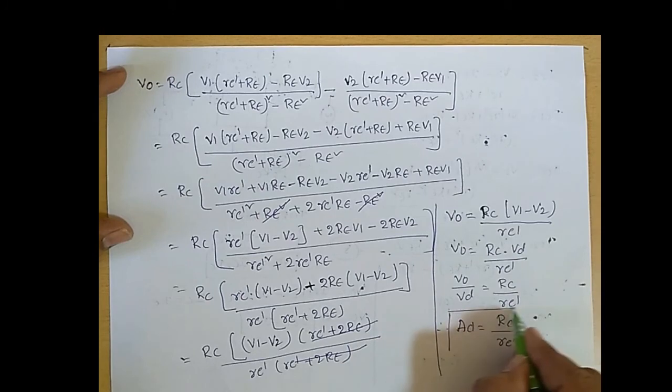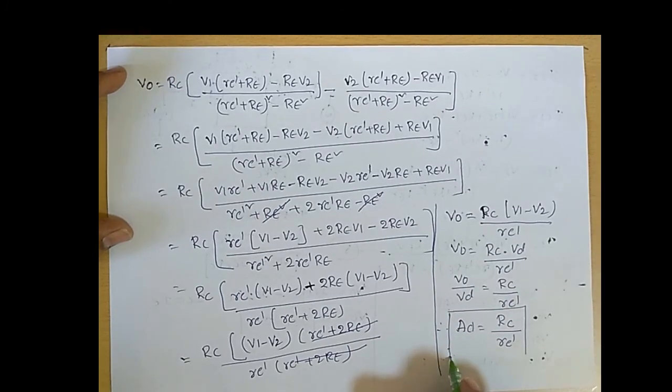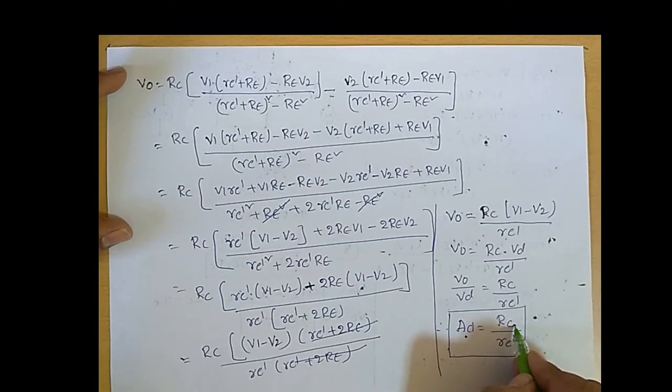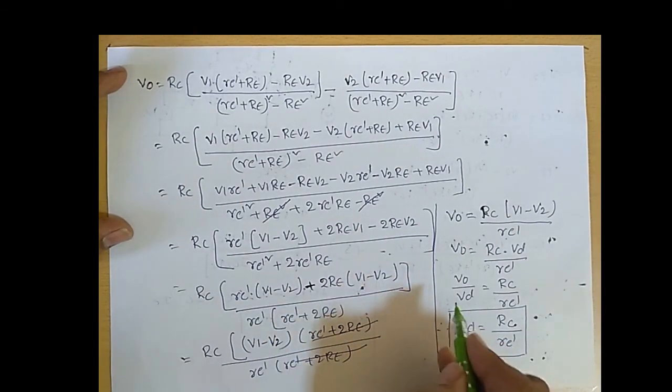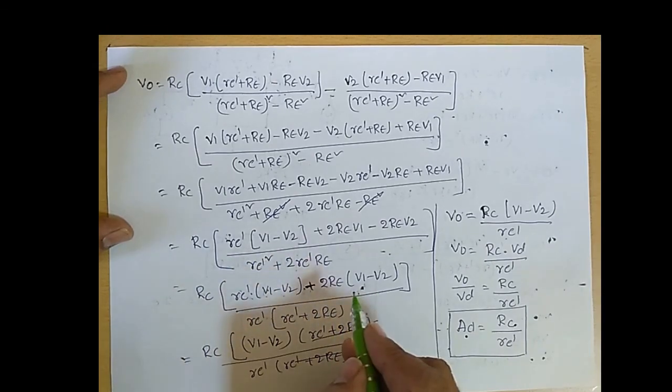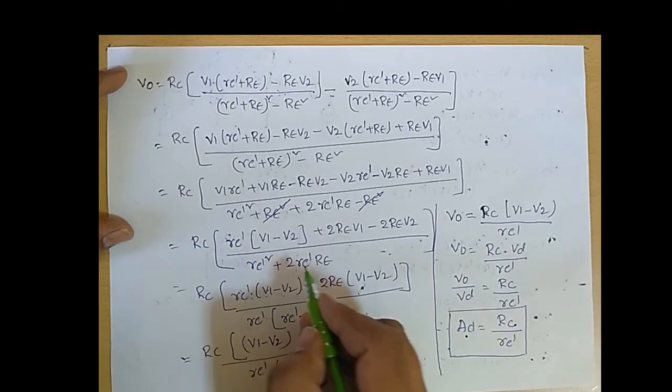With respect to this equation, we conclude one important point: the differential amplifier gain depends on the collector resistance RC. If you increase or decrease this value, the gain of this differential amplifier also increases or decreases. So in this way we estimate the gain of the differential amplifier.